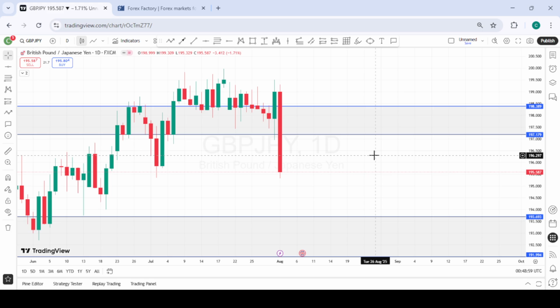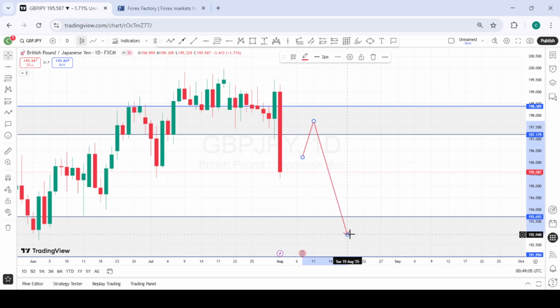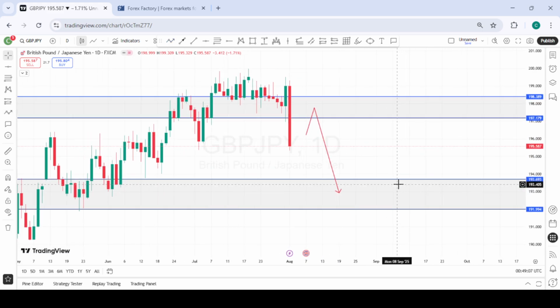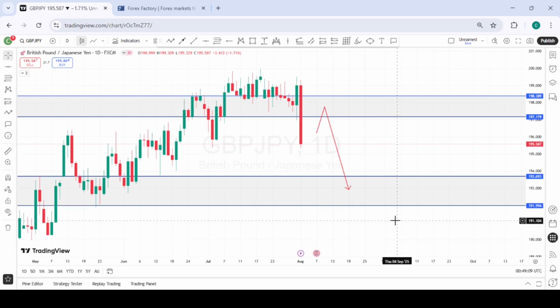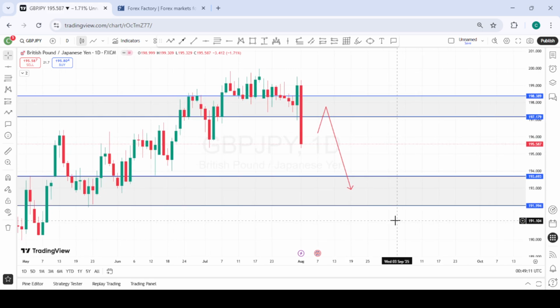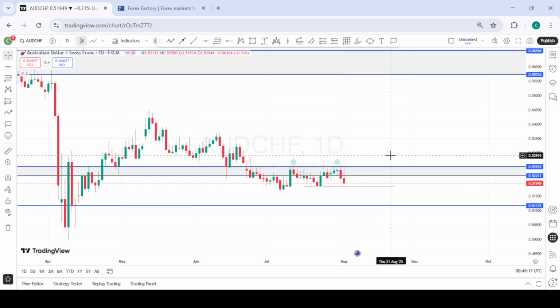So going into the coming week, we're looking forward to a possible pullback to this area of interest and sell all the way down to this area of interest on GBPJPY. So I'm very bearish on GBPJPY in the coming week.